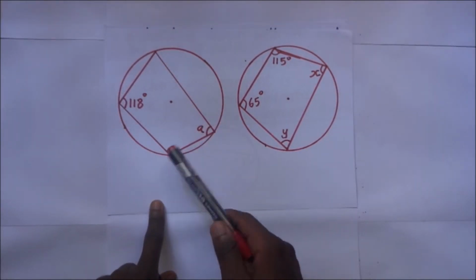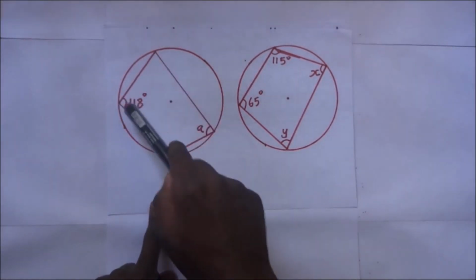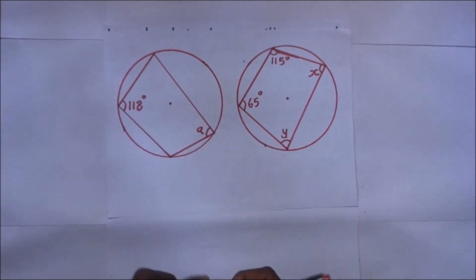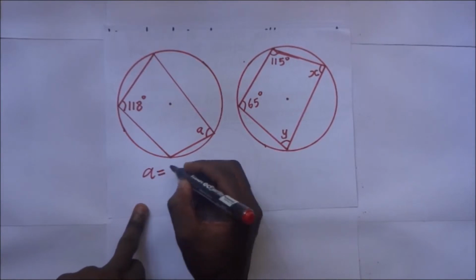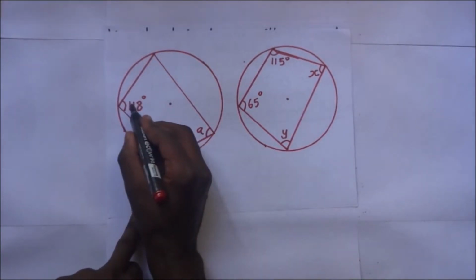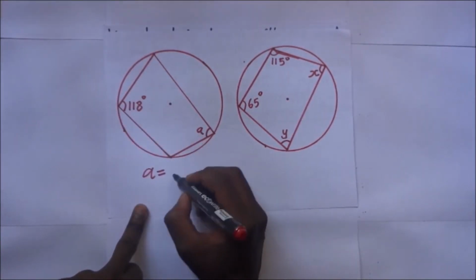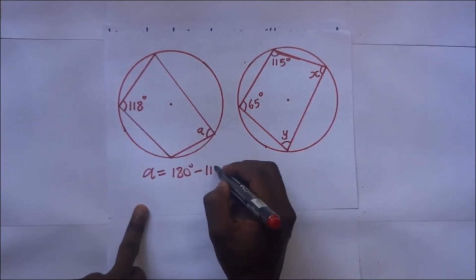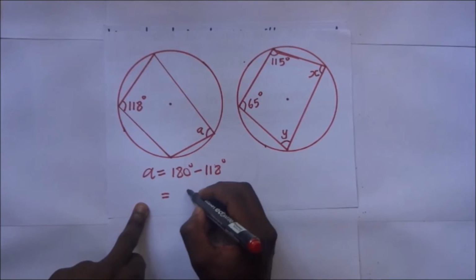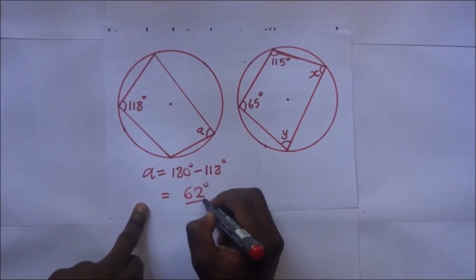This is a cyclic quadrilateral because all its 4 vertices are touching the circumference of the circle. So it means that the value of a here, plus this angle, is 180 degrees. So to get the value of a, it is going to be 180 degrees minus 118. And our value of a will be 62 degrees.